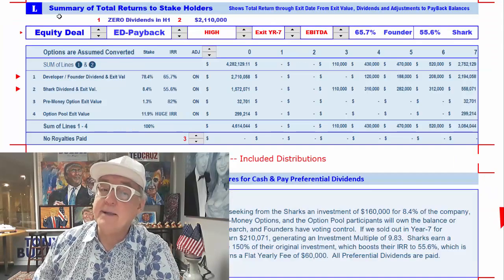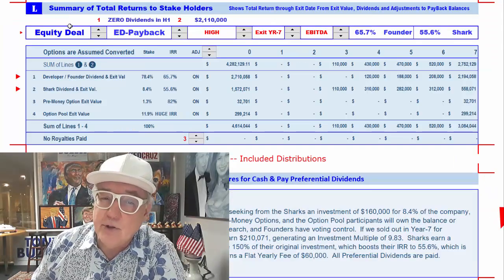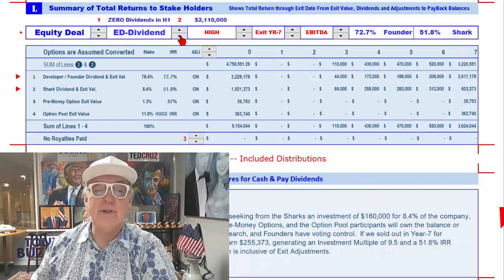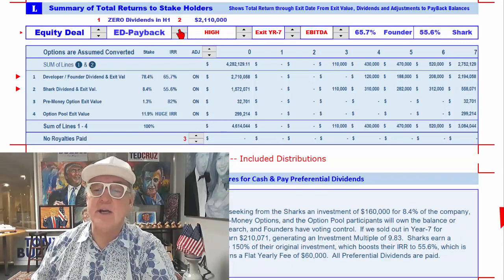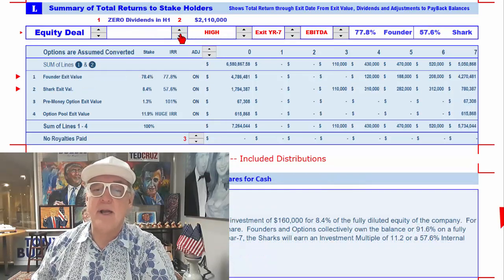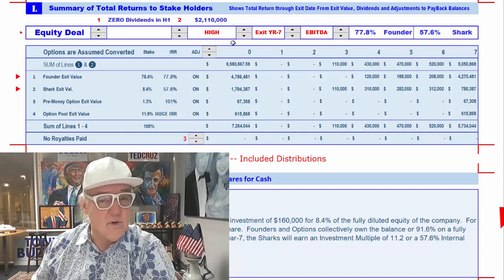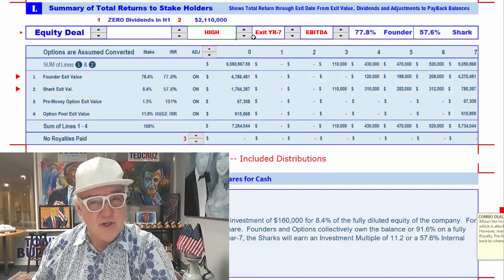Here we have a very nice table, summary of total returns to stakeholders. I like it because you can go through and see what the different deals are, and you can see the money that's coming in and out. You can test the high, low, or mid. Now remember, you may have changed the dividends for the high, mid, or the low. So you play with this one here, and you better readjust your dividends.